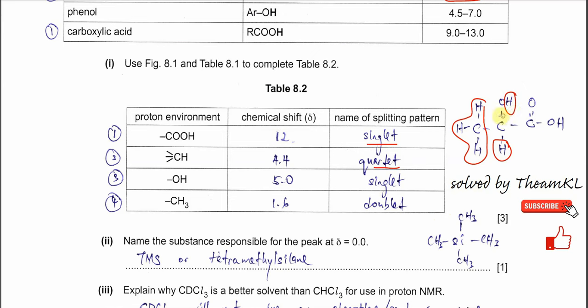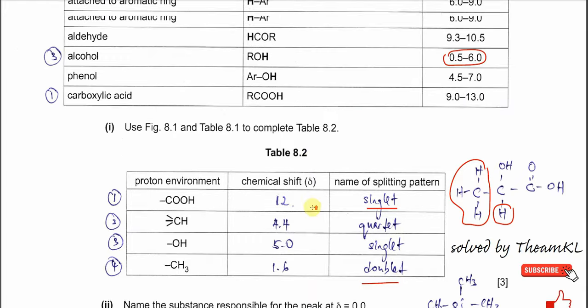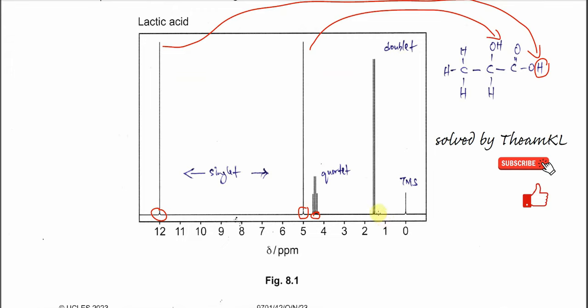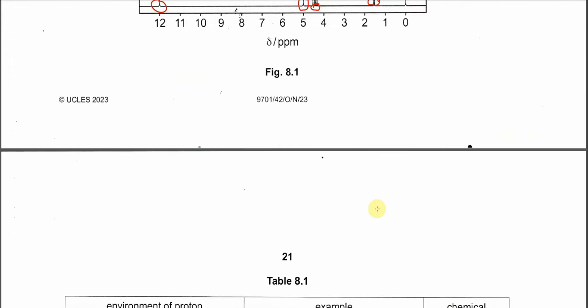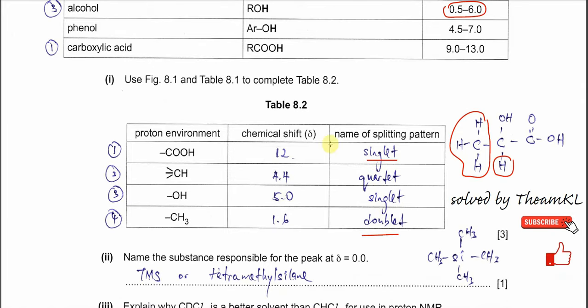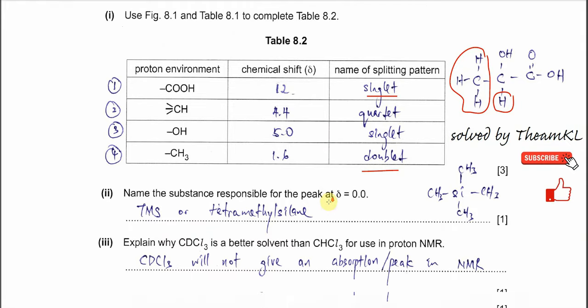Okay, for the CH3 now. The CH3 means this one. These three protons will couple with this proton only, so it's 1 plus 1, a doublet. And this doublet is at around 1.6 here, this one, 1.6. So therefore, these are the answers for all the four signals.